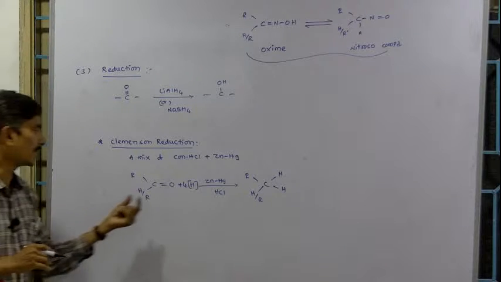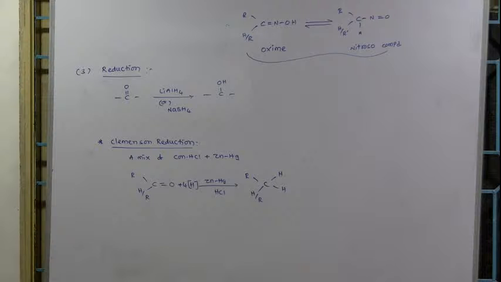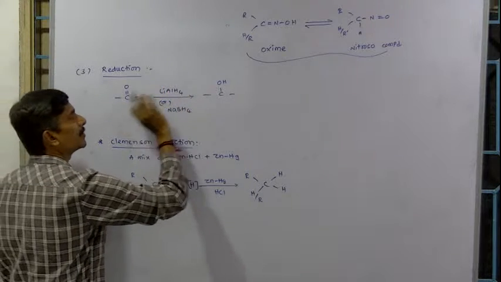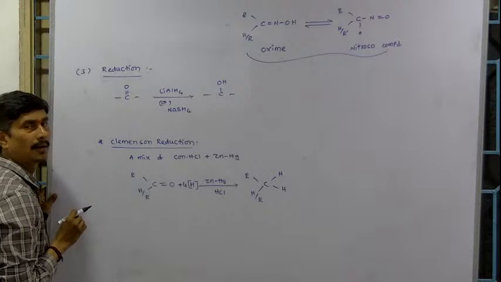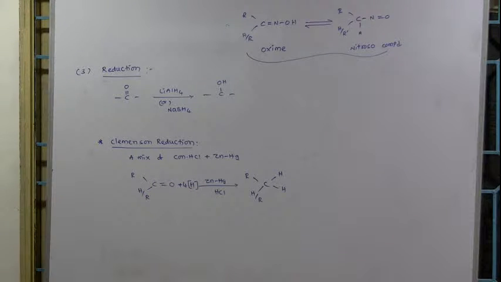So in place of the oxygen atom, 2 hydrogens are added to the carbon. With the use of lithium aluminum hydride or NaBH4, it is reduced into alcohol. But when we use zinc amalgam and hydrochloric acid, it is converted into a hydrocarbon. That alkane will be formed.